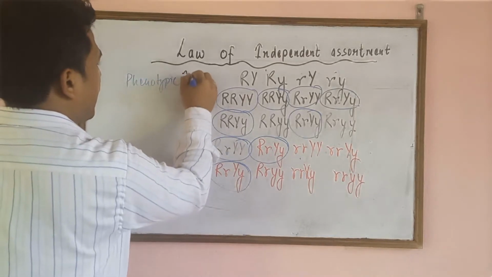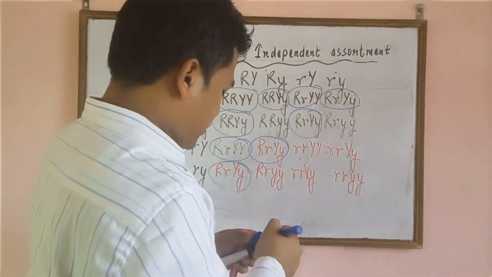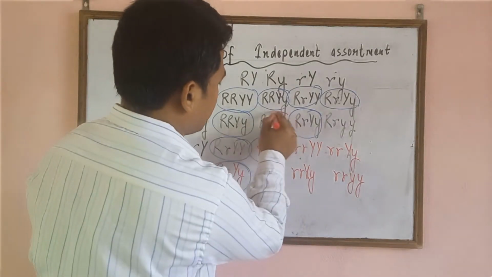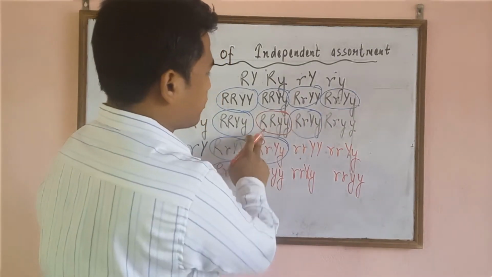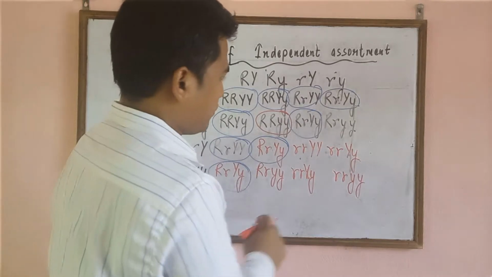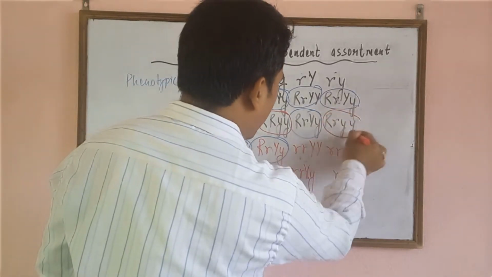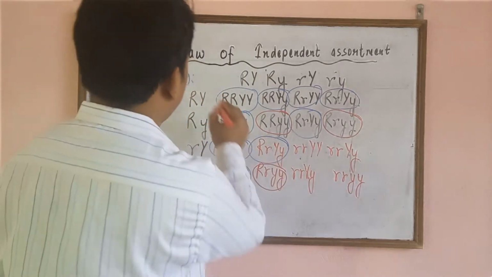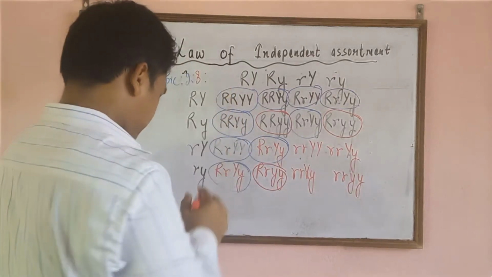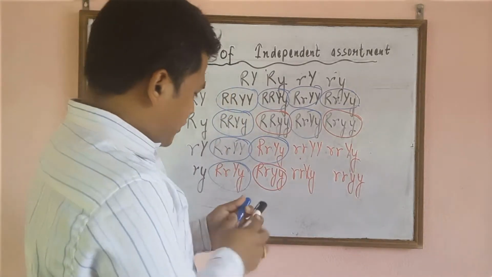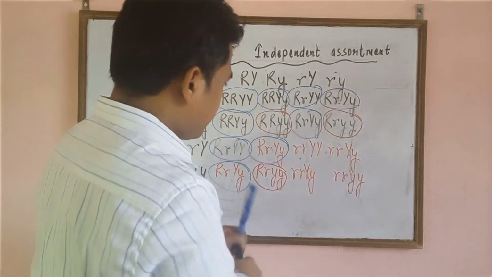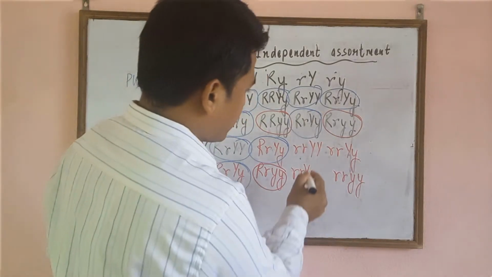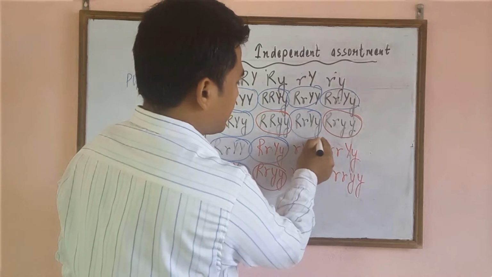there will be 9. Then after that, if you see, this will be one characteristic. These are round but green. This is also round and green, and this is also round and green. So that will be 3. If you see the next one, this is green.